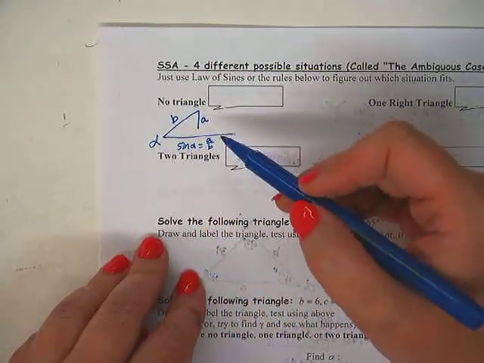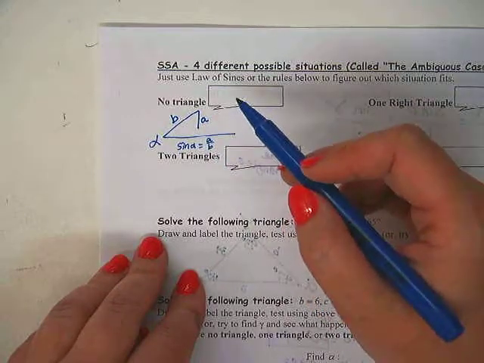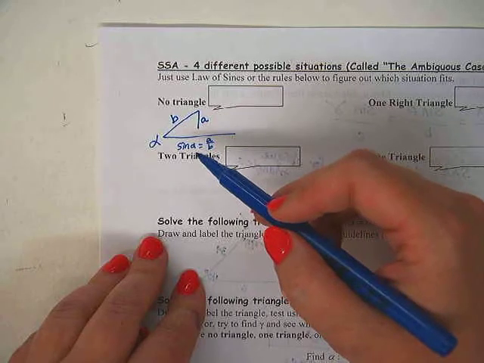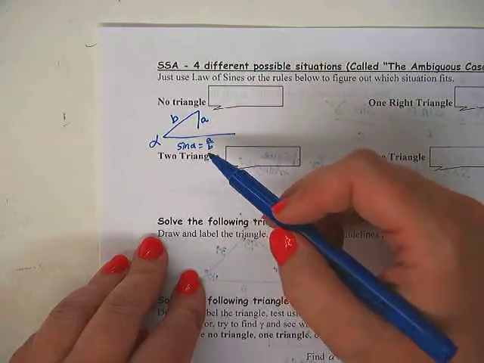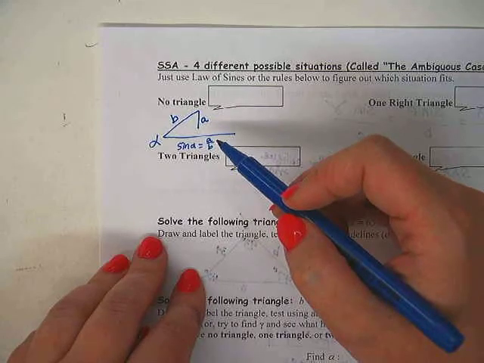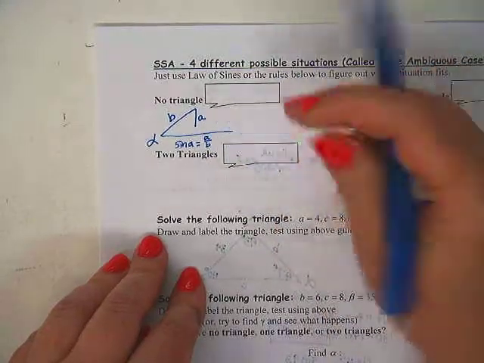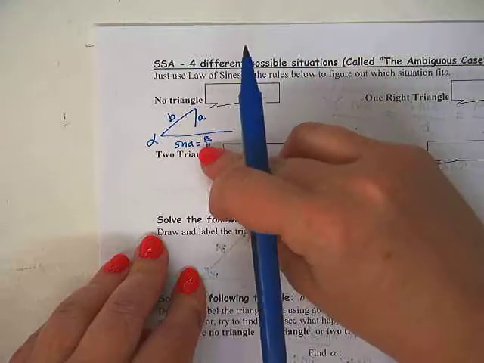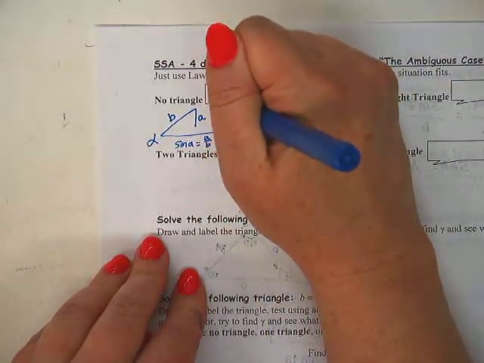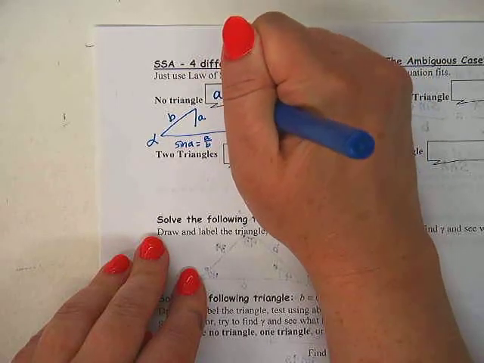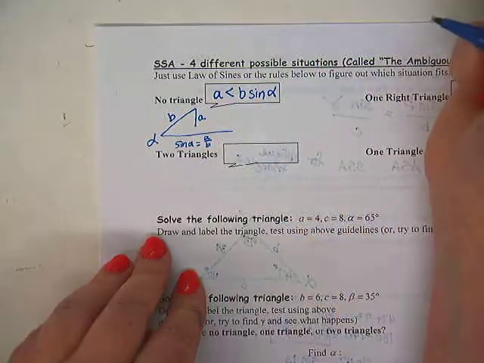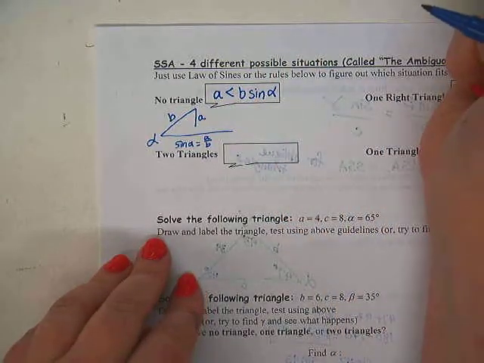So let's go ahead and think about cross multiplying. In order for that to even be a triangle at all, it would have to be A is equal to B times sine alpha. But what if A is shorter than that? Like in my picture here, what if A is too short for that to be equal? It's not a triangle. So there's no triangle if A is less than B sine alpha.